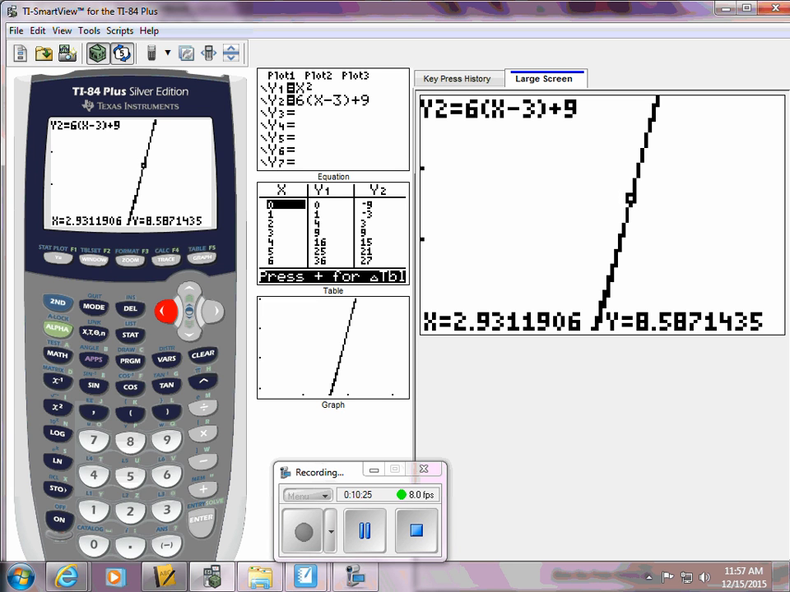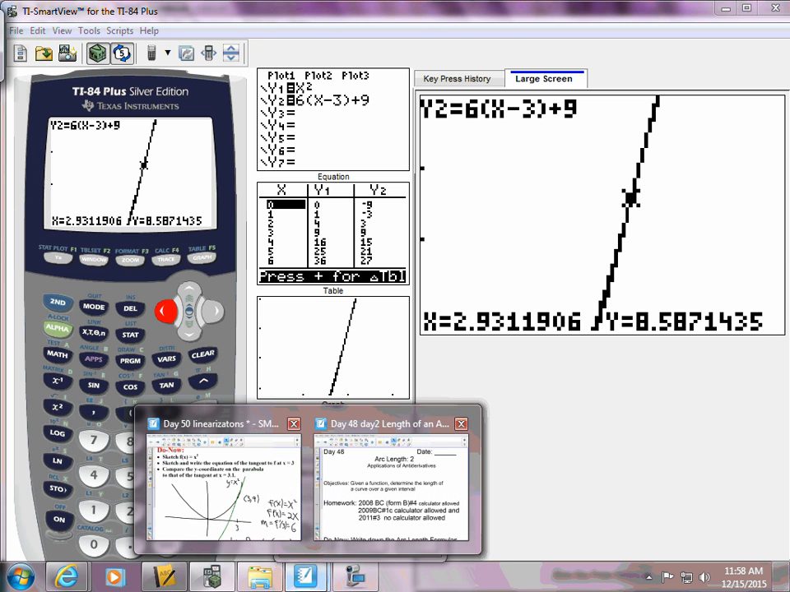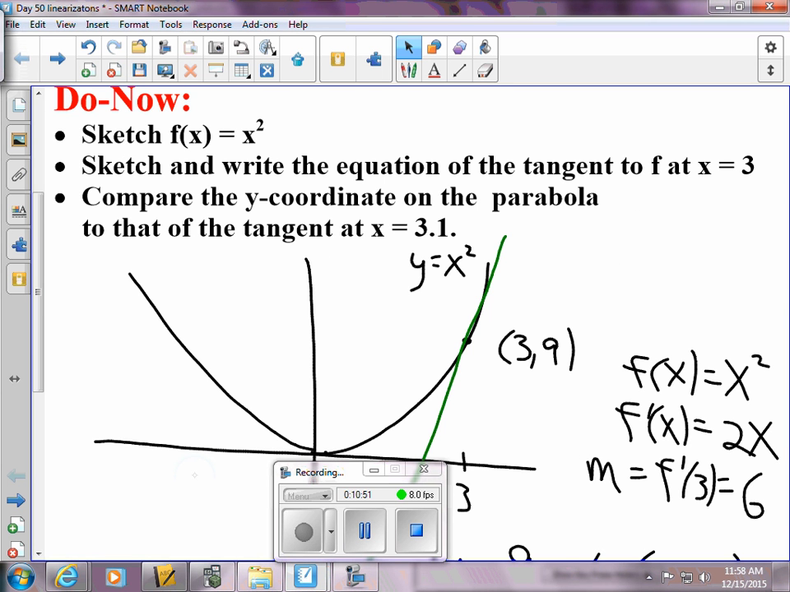Like this tangent line would not be a good approximation of y equals x squared when x is 7. It wouldn't even be close. But where we drew it, yeah, like we plugged 3.1 into the function, we plugged 3.1 into the tangent line, very close. So that's the idea today, that we can approximate a function with a tangent line. It's called linearization. And if you can write the equation of a tangent line, you got this.